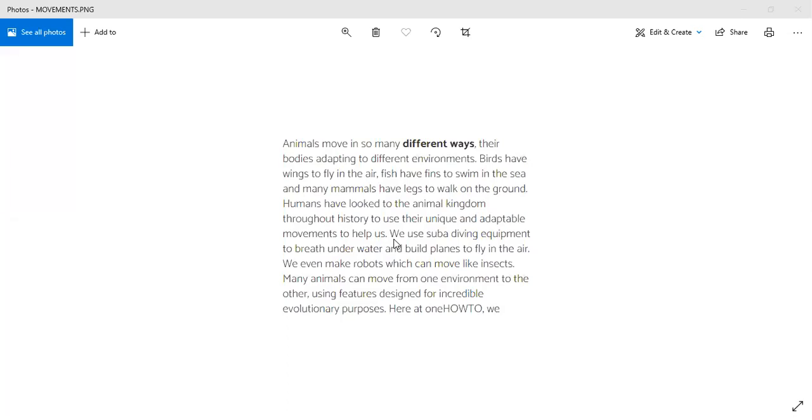We use scuba diving equipment to breathe underwater, and build planes to fly in the air. We are having particular things to dive in water. So it is written, we use scuba diving equipment.